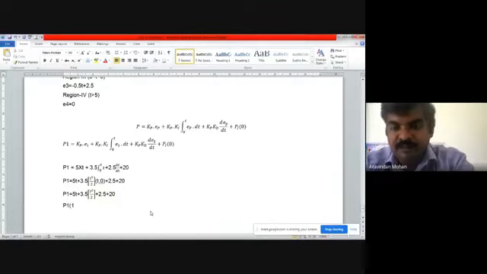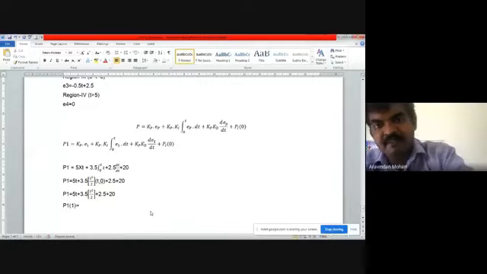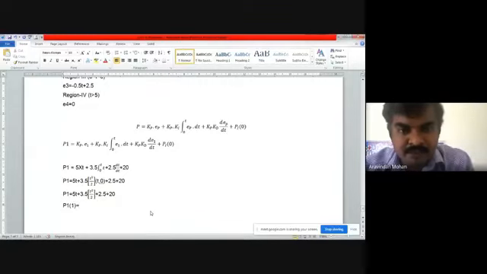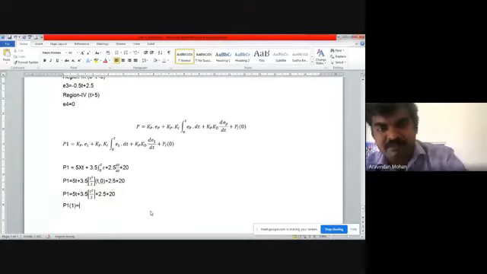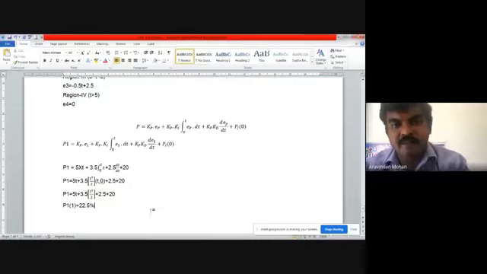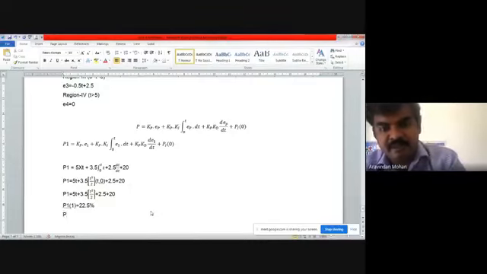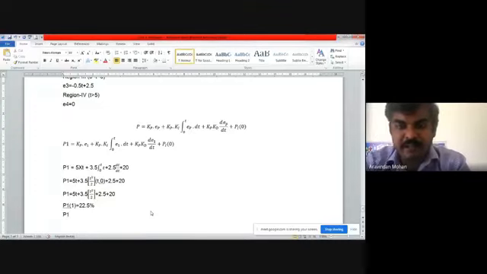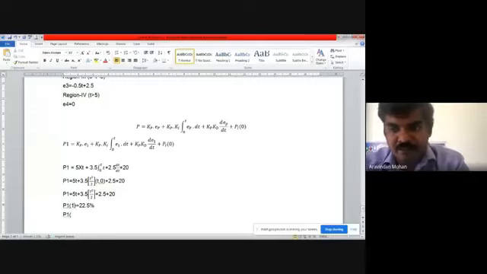P1 of 1 means we have to substitute t is equal to 1. At that time, what will be the value? 5 into 1, it will become 5, plus 3.5 into 1 by 2. If you substitute all those values, the final value will be equal to 22.5 percent. What is the next value we need to find? The next value is P1 at the time of, sorry, first we have to substitute 0.